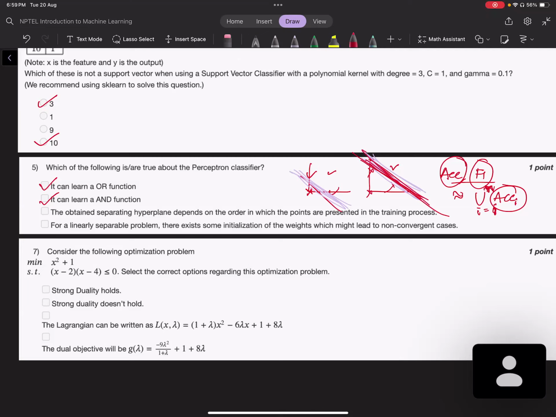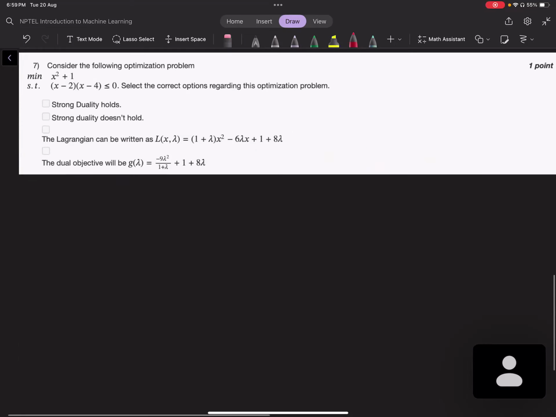And the fourth point is: for a linearly separable problem, there exists some initialization of the weights which might lead to a non-convergent case. It's saying that if the data is linearly separable, there might be a case where it will not be able to classify it correctly. That is wrong, because if the data is separable, the perceptron learning algorithm can learn it. So A, B, C are true and D is false. Come to the next question.